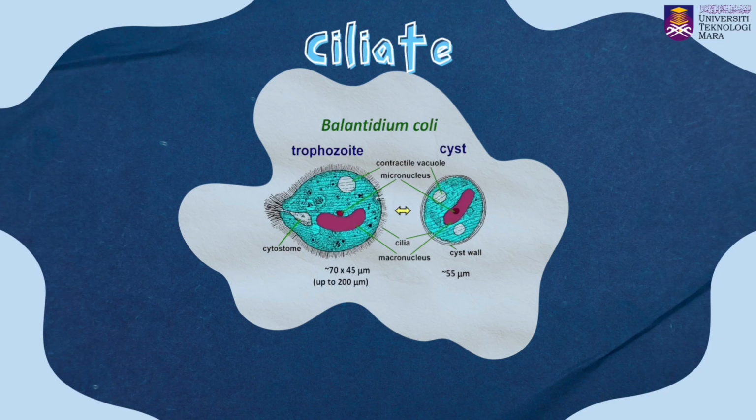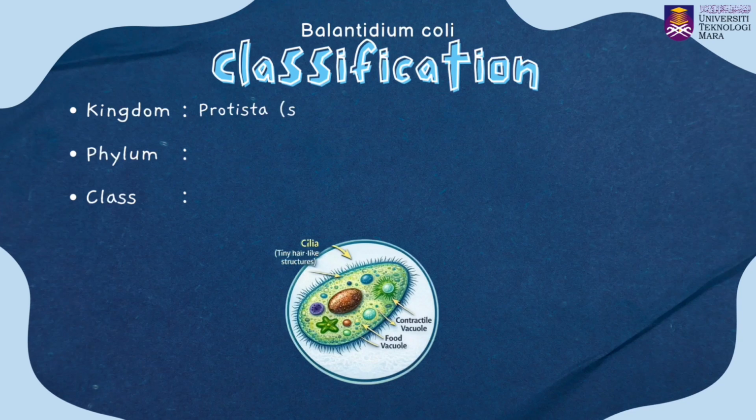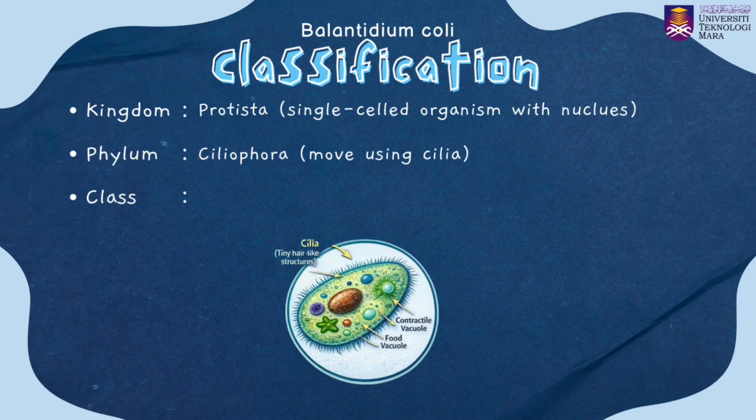Balantidium coli is chosen as an example because it is a parasitic organism that can infect the human intestine. Classification of ciliates. One common example of ciliates is Balantidium coli, which is often used to explain their classification. Balantidium coli belongs to the kingdom Protista, which is a group of organisms that are mostly single cell with simple cellular structure. It is classified under the phylum Ciliophora, which consists of protozoa that move using tiny hair-like structures called cilia. In the class Ciliates, cilia not only help in movement but also play a role in feeding.